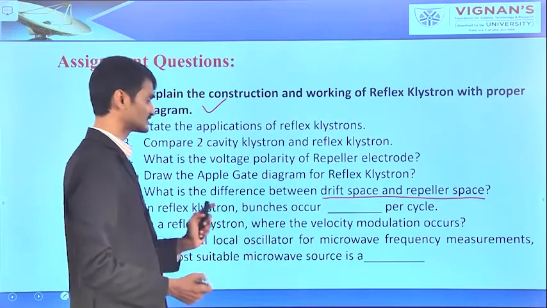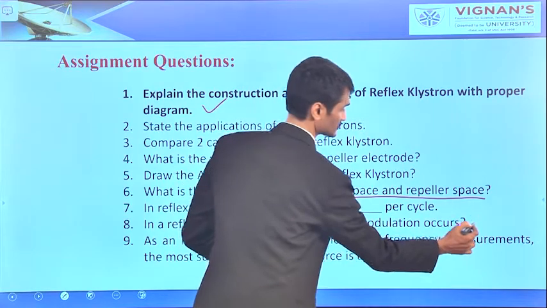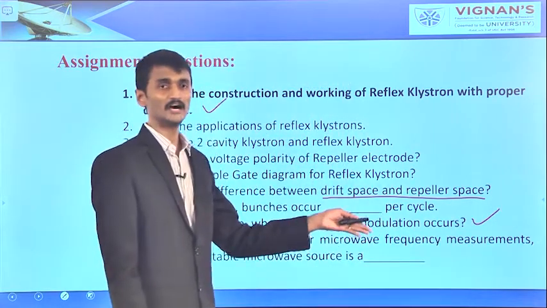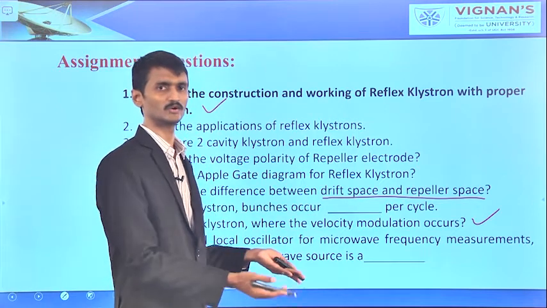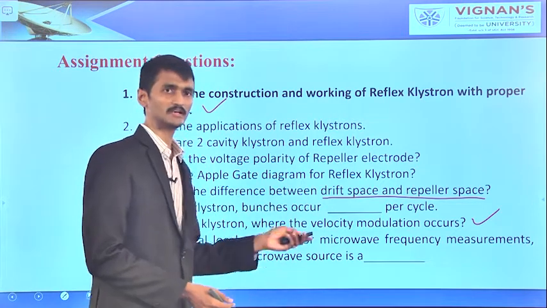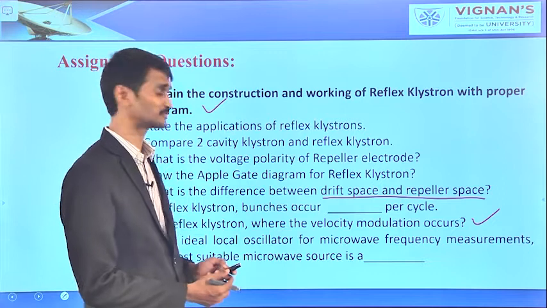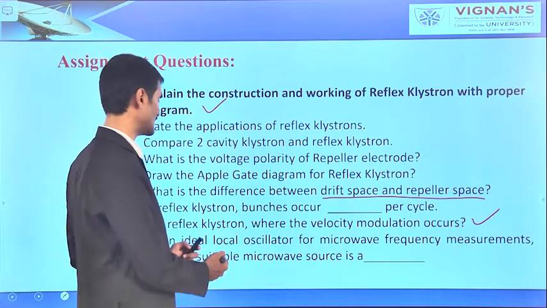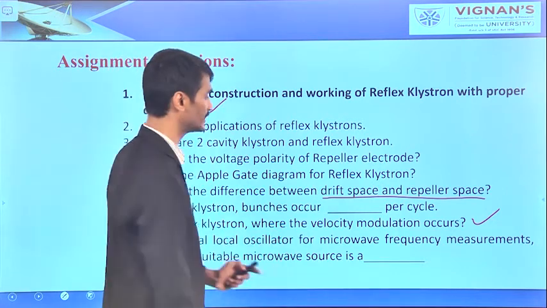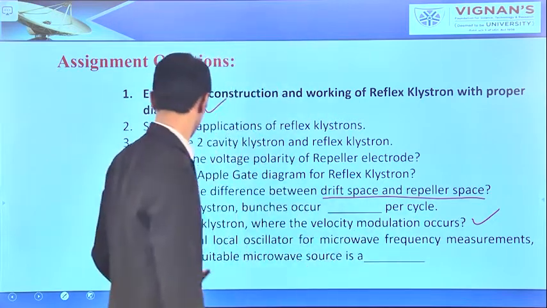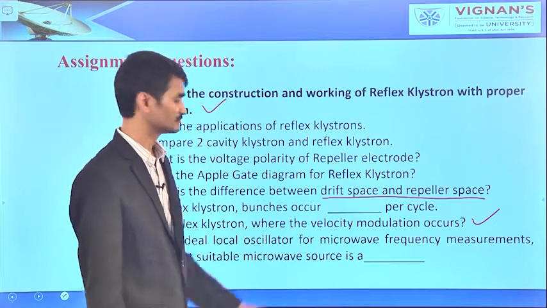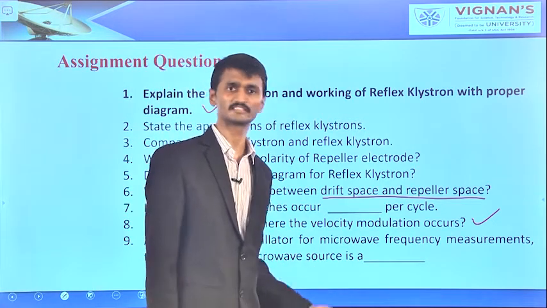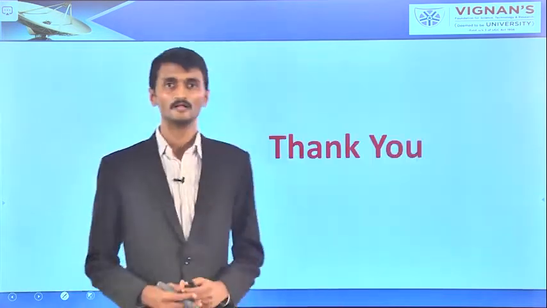So in reflex klystron, velocity modulation occurs after the anode cavity, where only one cavity is there. After that anode cavity, the velocity modulation of the electrons takes place. An ideal local oscillator for microwave frequency measurements, the most suitable microwave source, we know, is the reflex klystron. Thank you.